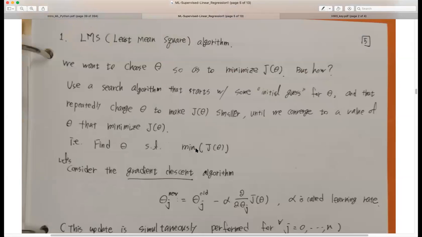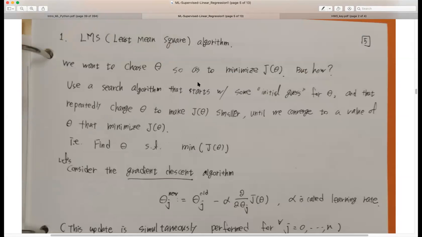So then we're going to use the least mean square algorithm. Just listen carefully. That's the key algorithm of linear regression. In Python we're just going to use a package that's already made. This algorithm is already built into the package, so you don't have to implement it, but you need to understand it.